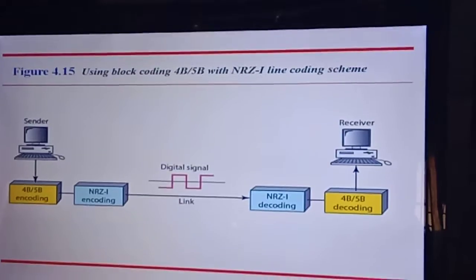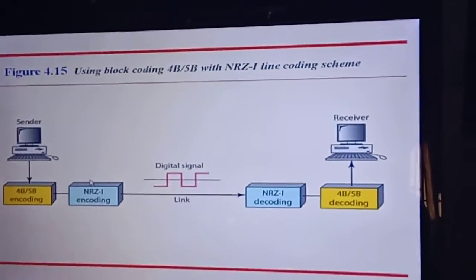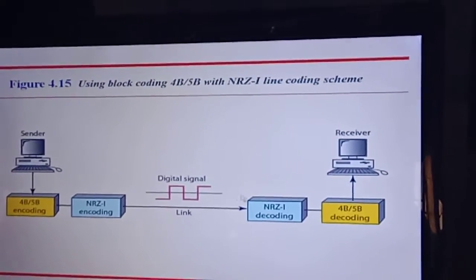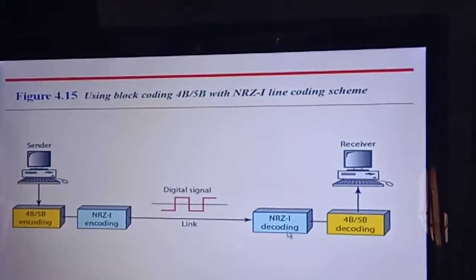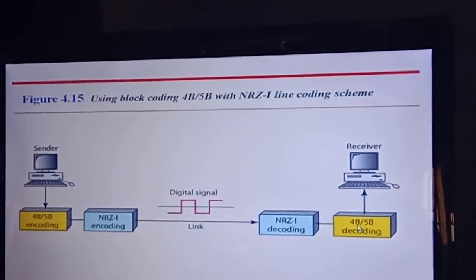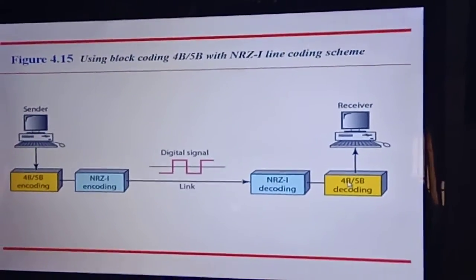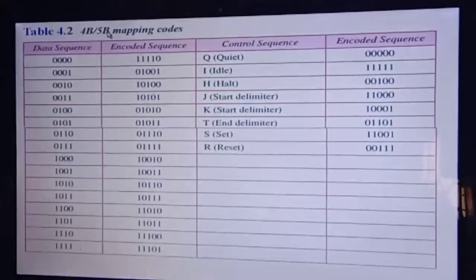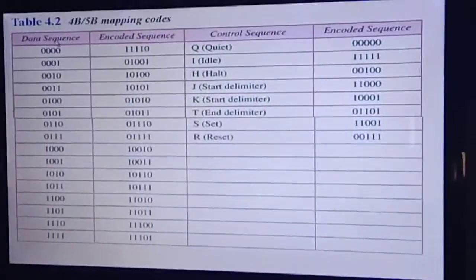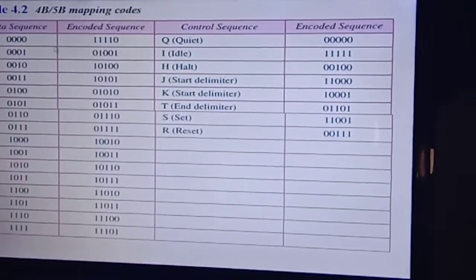Here is a block diagram of 4-bit by 5-bit encoding using non-return-to-zero inverse (NRZ-I) encoding, then a digital signal link, then NRZ-I decoding, where the redundant bits are removed and the 4 bits are reconstructed. So these are example replacements for the actual data stream, consisting of 4-bit sequences replaced with 5-bit sequences using the inverse method.